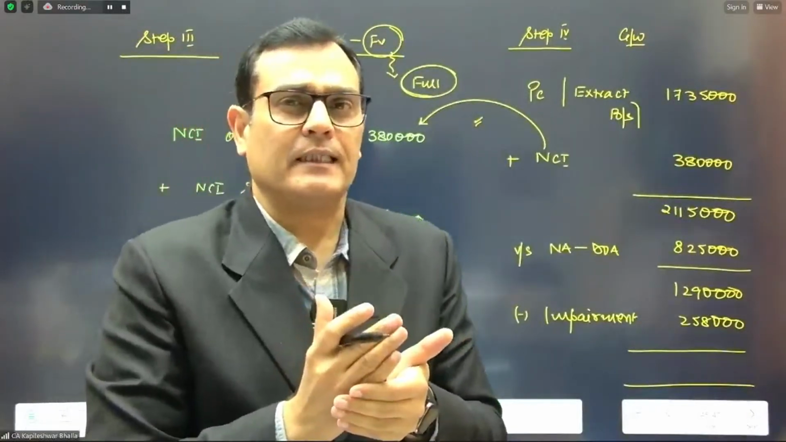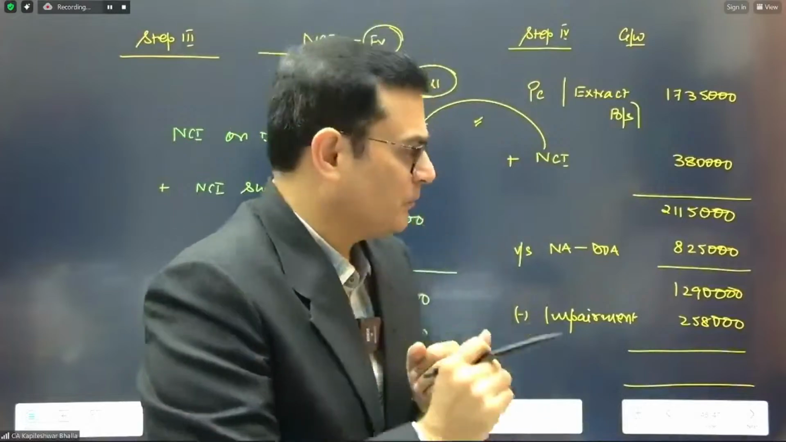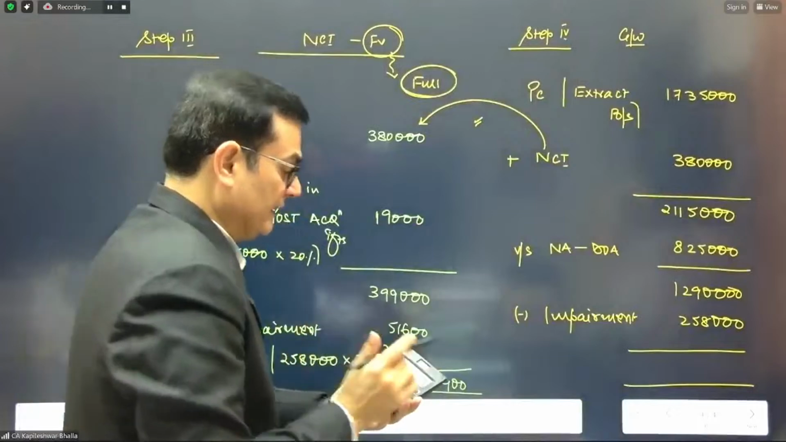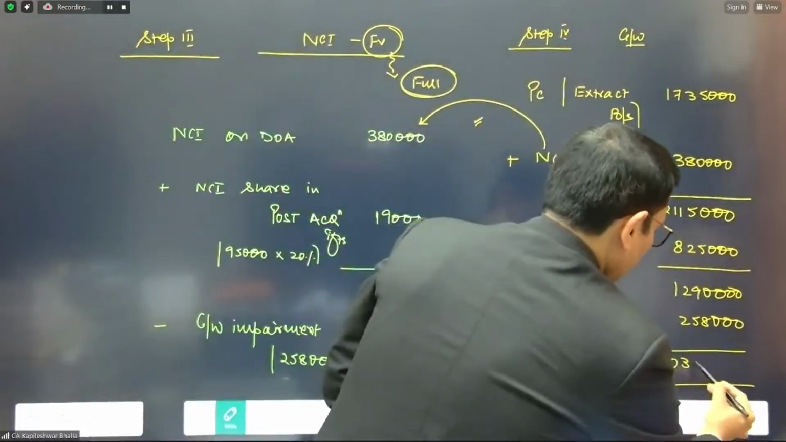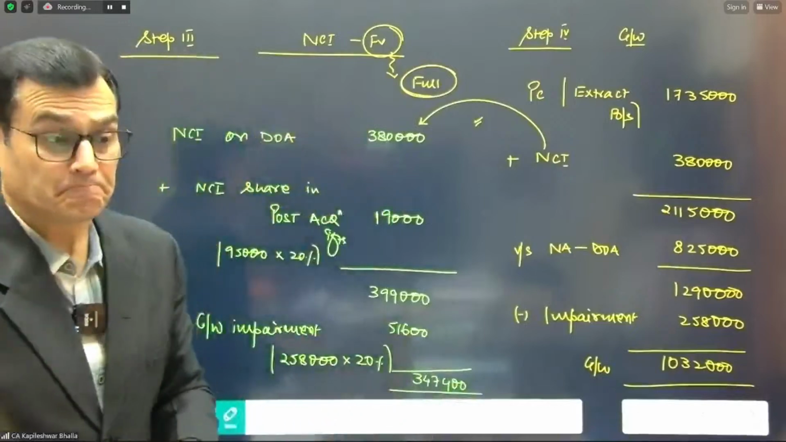So remember, in NCI, the focus points. In terms of NCI, goodwill impairment is reduced. Rather, let me do one thing. Let me just calculate and make a note for you, which will be helpful later. So this is 1032 is the revised value of goodwill post the impairment.